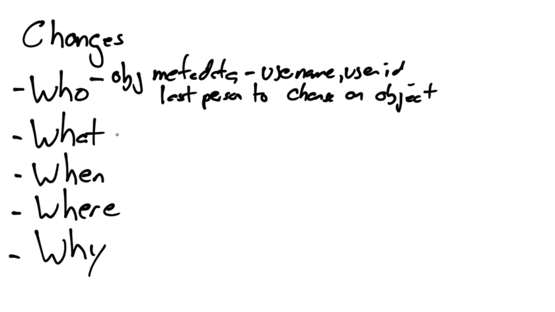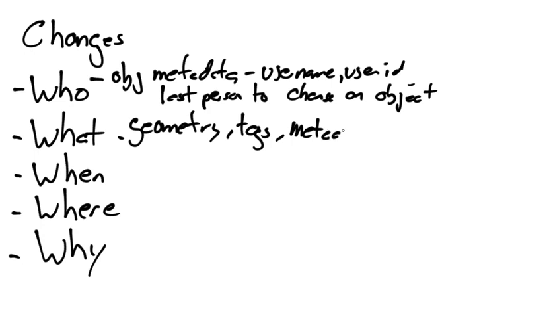The what is in every object, right? It's the geometry of that object, the tags of that object, and of course the object metadata that we talked about last time.